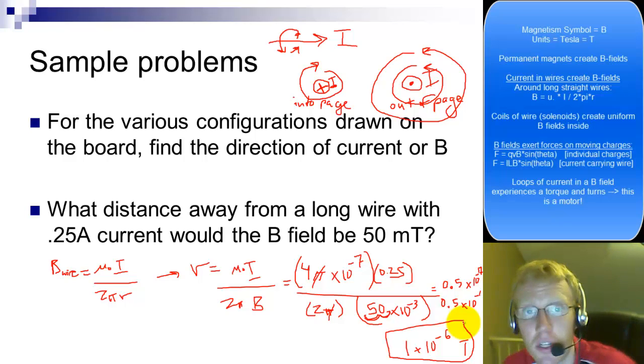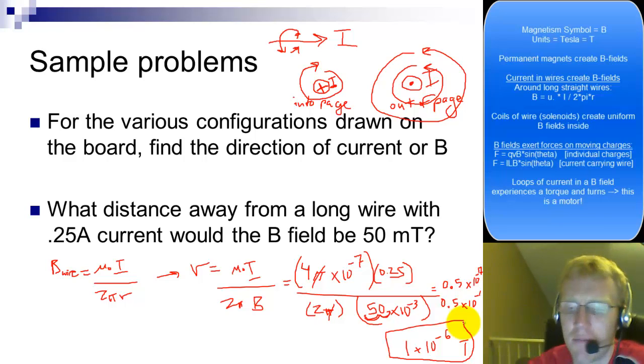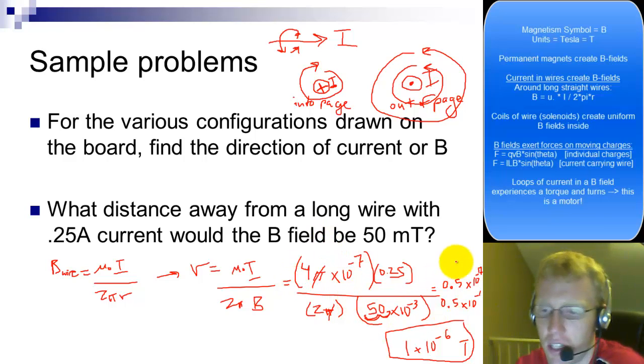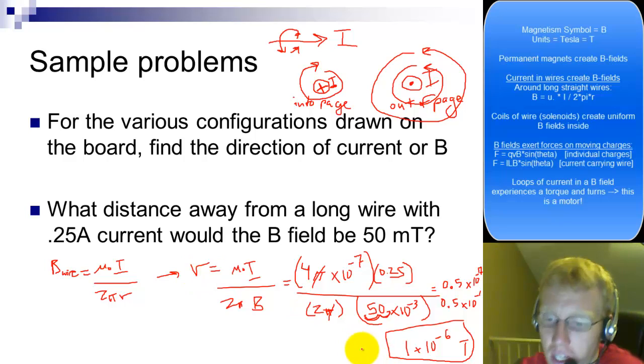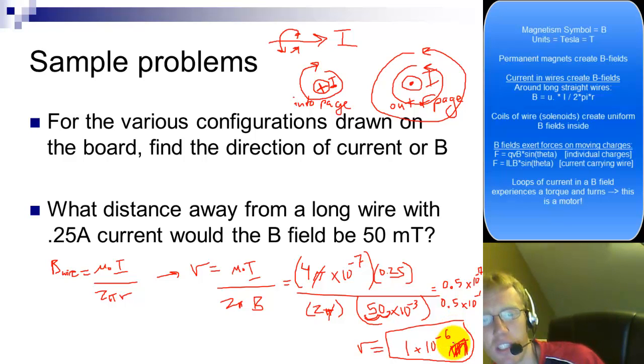Okay, so that's a pretty small field, even though we're relatively... Oh, wow, I'm not paying very close attention at all. I apologize. I'm finding the radius, so it should be meters, not Teslas. It's me not paying attention to my units. So 1 times 10 to the negative 6 meters is actually really, really close. So let's see if this makes sense.